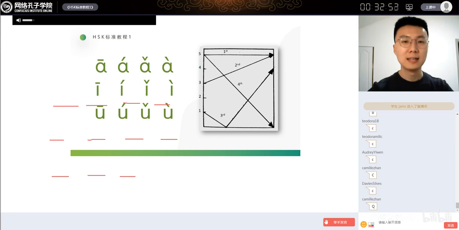Third tone. 三声, third tone. 五, 五, 五. Fourth tone. 四声. Fourth tone. 雾, 雾, 雾. Okay, have you learned that?